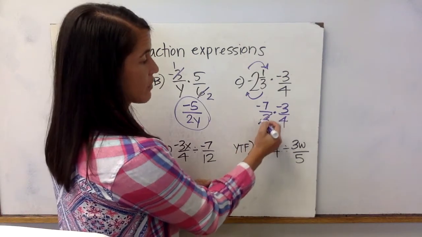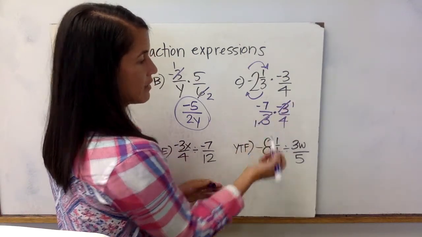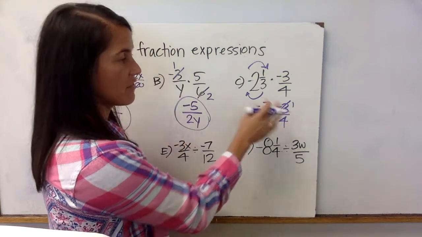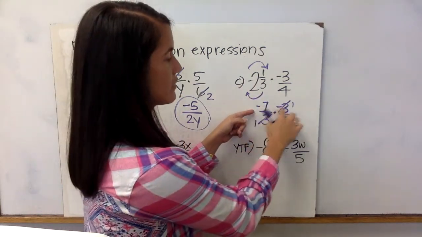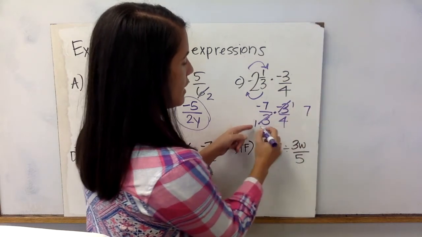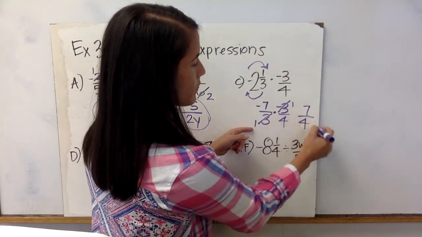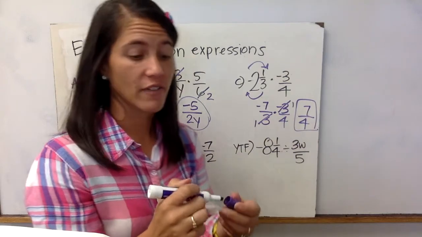Simplify where you can. So I can see right here that I can simplify. And this one actually doesn't even have a variable in it. So negative times negative is a positive 7. And 1 times 4 is 4. So 7/4.